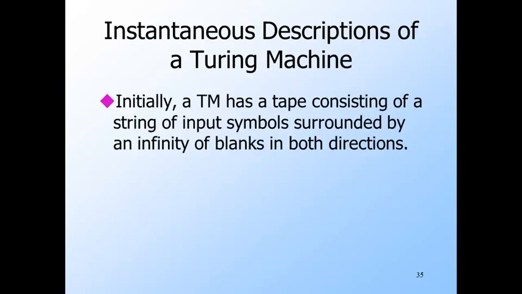As we suggested in our little example, the Turing machine gets its input on the tape. The input, which is always a string of input symbols, is placed on the tape surrounded by an infinity of blanks to the left and to the right.